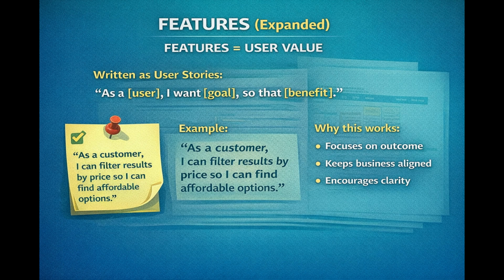Features are new capabilities that deliver user value. Most teams write features as user stories. The format is simple. As a user, I want something so that I get a benefit. For example, as a customer, I want to filter results by price so that I can find affordable options. Notice something important. The focus is on the user outcome, not technical implementation. That keeps teams aligned with value.